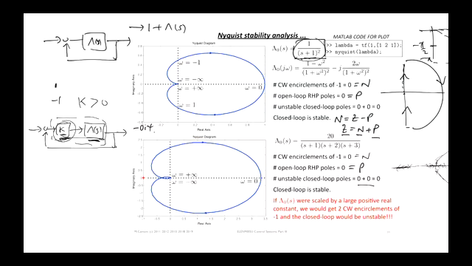So we started looking at this example here. It's a system where the open loop has 2 poles at s equals -1. So that tells us that P is equal to 0.